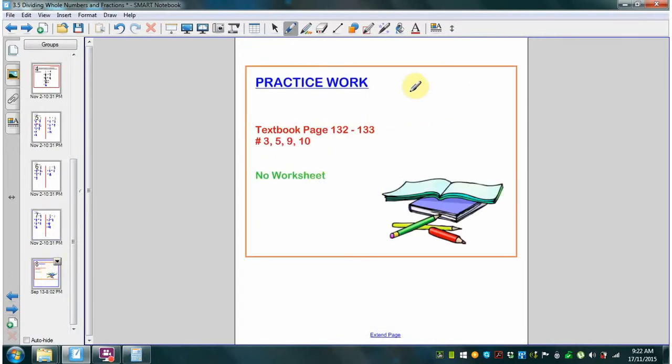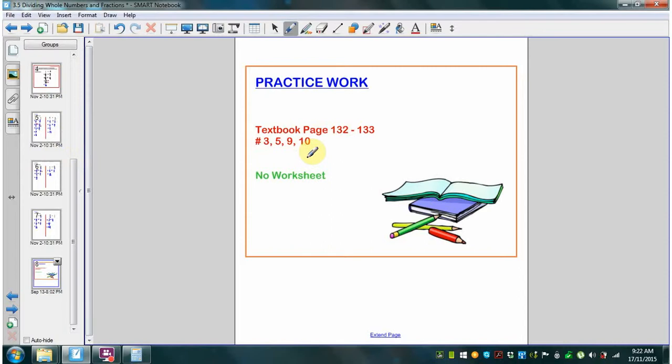Here's your practice work for today. Page 132 and 133, number 3, 5, 9, and 10. Now, the instructions in these from the textbook, some of them will ask you to use things like fraction circles or, I don't know, benchmarks, anything. You don't have to use that method. That's another method that we're just not going to get into. I've decided to teach you guys this method, and we're going to just use that over and over.